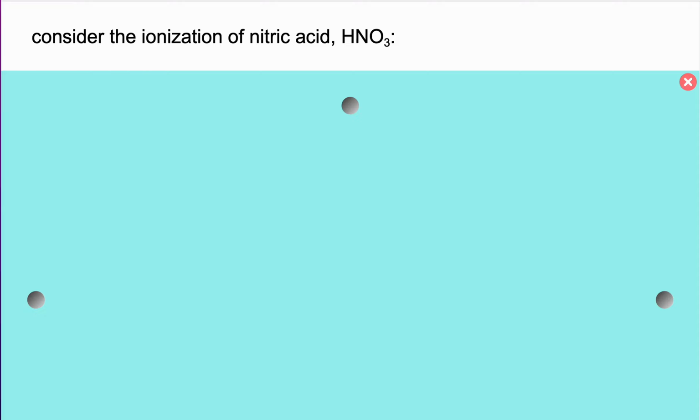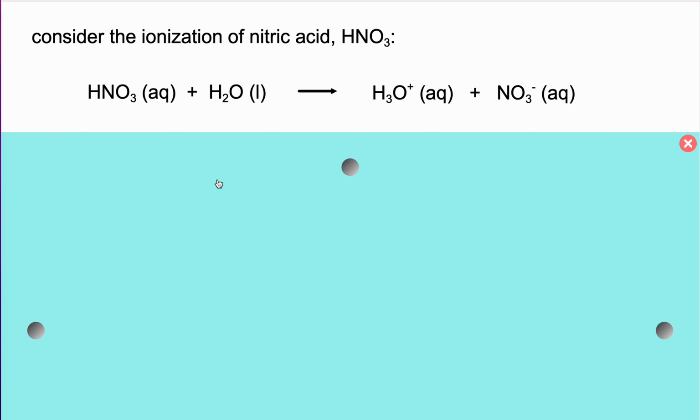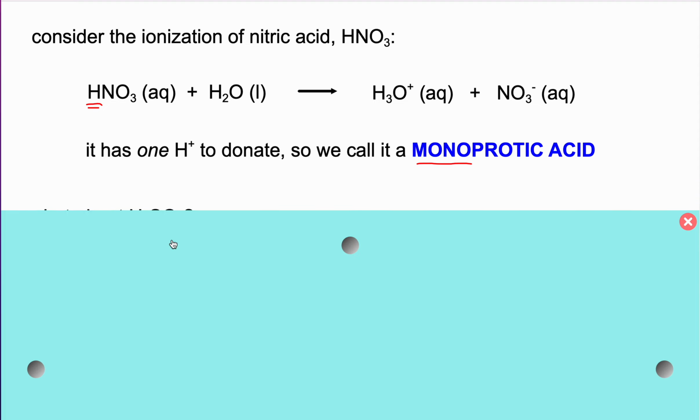Now, let's think about the ionization of nitric acid. HNO3 is nitric acid, and in water I can write an equation to show it forming the hydronium ion and the nitrate ion. So obviously one of the things I expect you to be able to do is to write an equation to represent the ionization of an acid in solution. Okay? Now, because nitric acid, which has the formula HNO3, only has one hydrogen ion that it can donate to water, we call it a monoprotic acid. Monoprotic simply means one hydrogen.